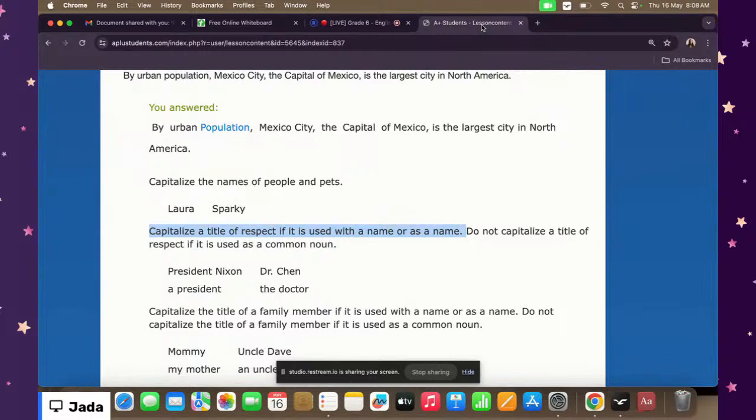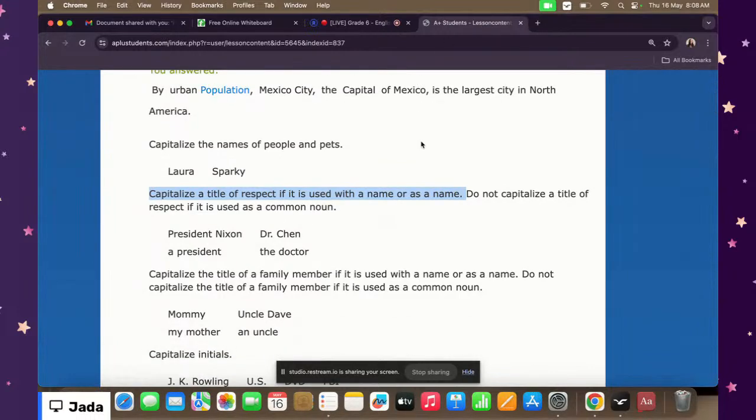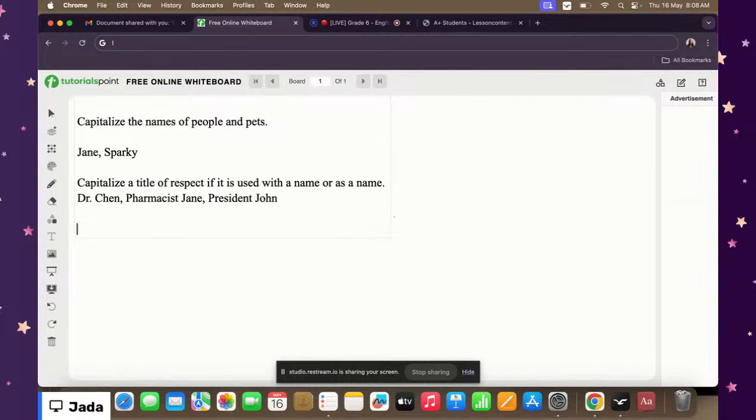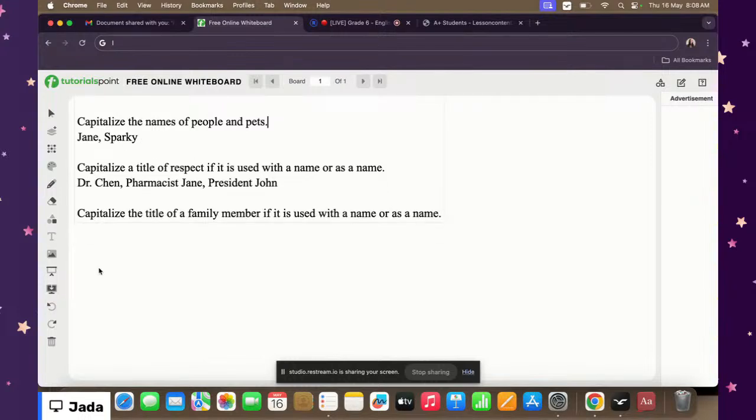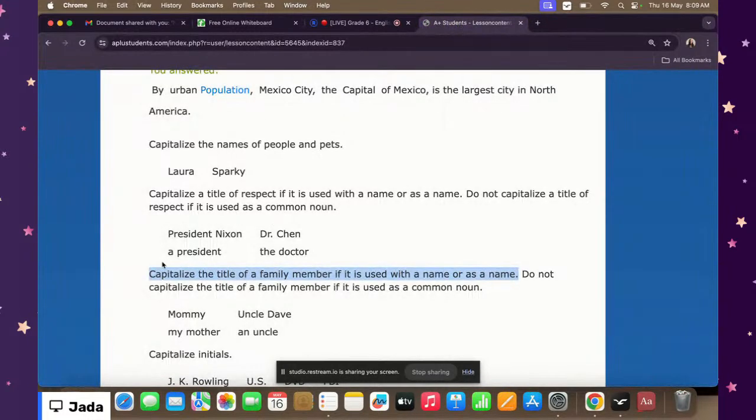So moving on, we also have capitalize the title of a family member if it is used with a name or as a name. And do not capitalize the title of a family member if it is used as a common noun. So if it's used as a common noun, do not capitalize it. Okay, but if it's used with a name or as a name, then you capitalize it.